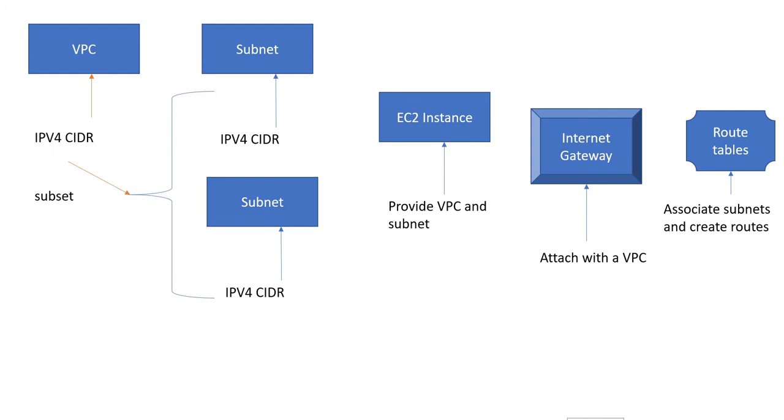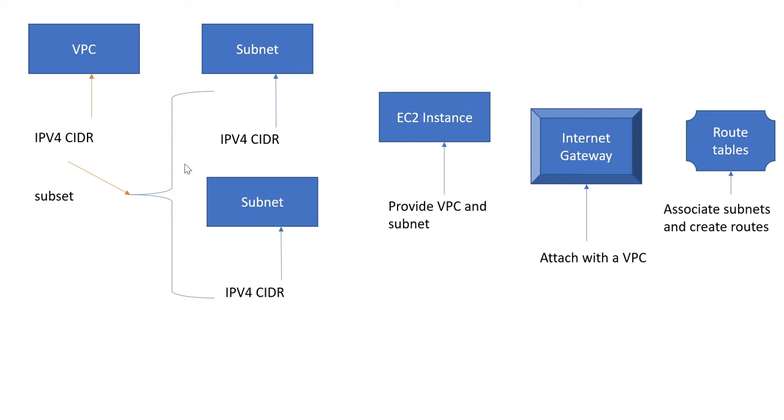Now let's look in detail at how the internet gateway will allow traffic to flow to the internet. Usually what happens is we first create a VPC. We block certain CIDRs as a part of that VPC. And then the next step is we create subnets. There might be one subnet or two subnets.